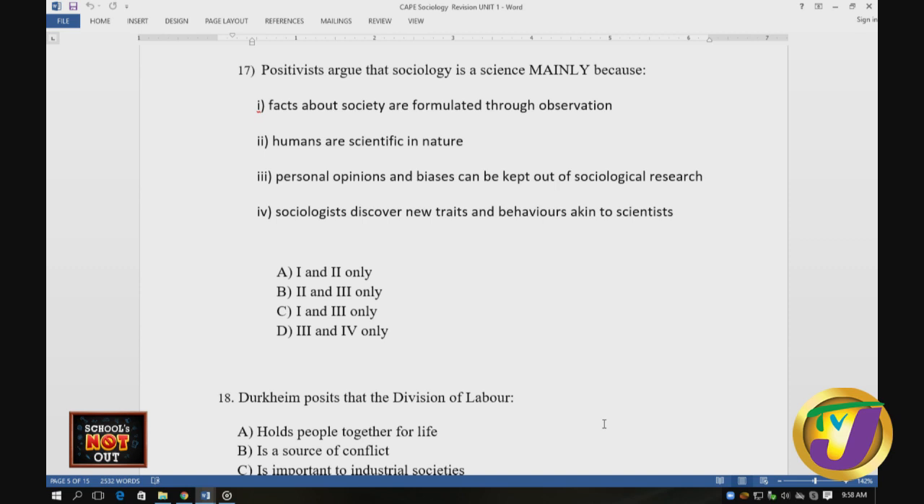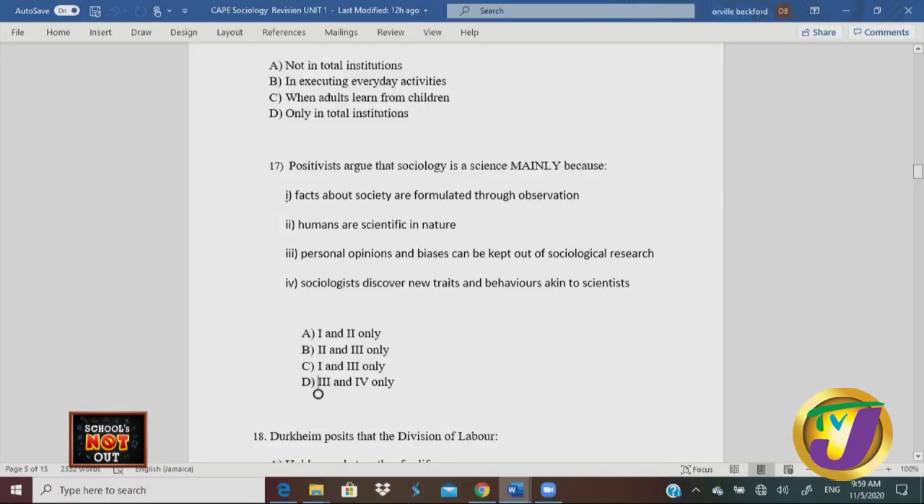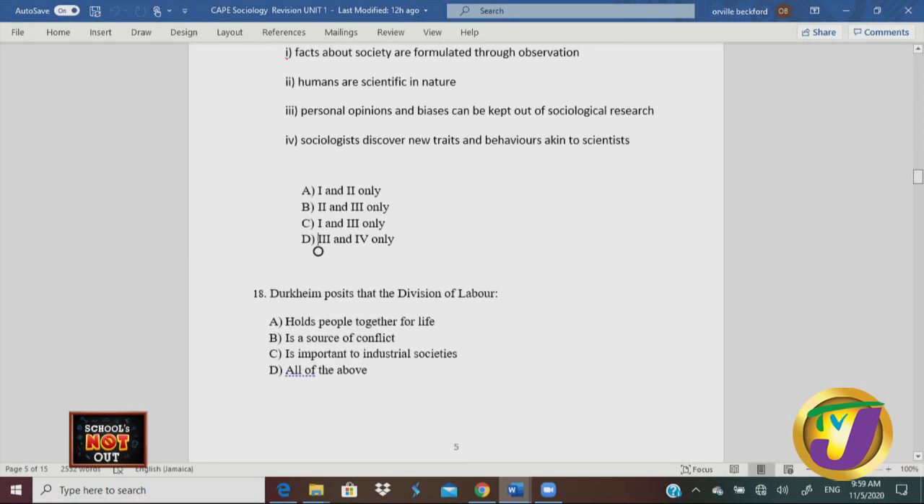Facts about society are formulated through observation, yes. Humans are scientific in nature, not necessarily. Personal opinion and biases can be kept out of social research, that is correct. Sociologists discover new traits and behavior akin to scientists. This one could be, but let us look at one. Facts about society are formulated through observation, yes, and personal opinions and biases are kept out of sociological research. It's very difficult for them to be kept out, but they are kept out. And so that's actually 1 and 3, which is C.